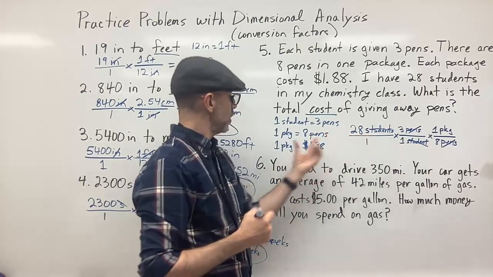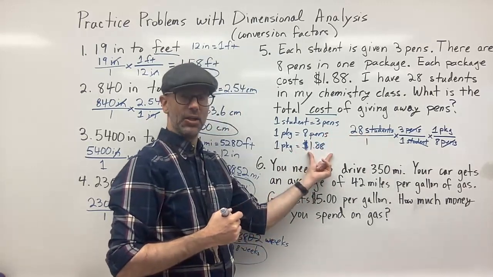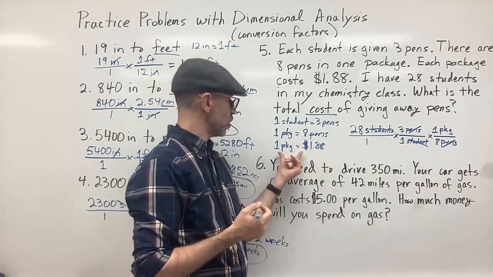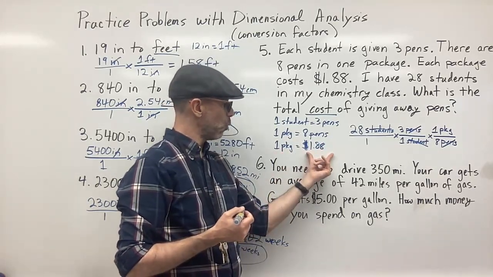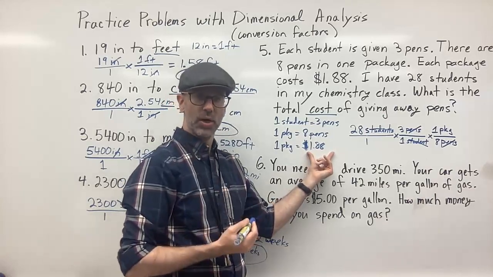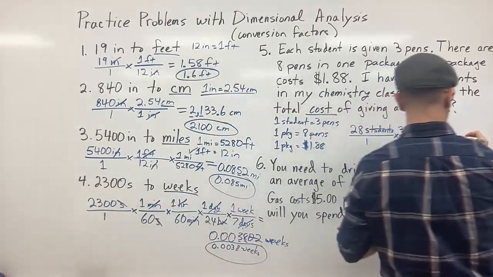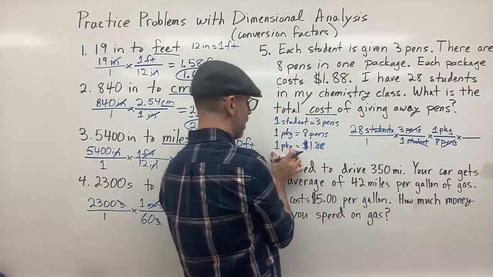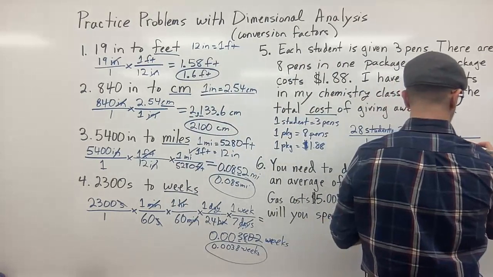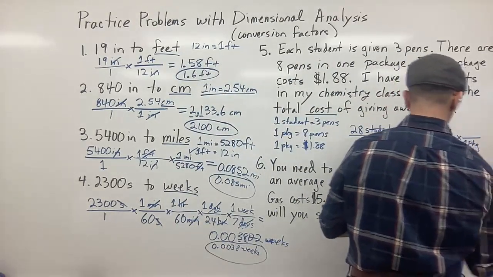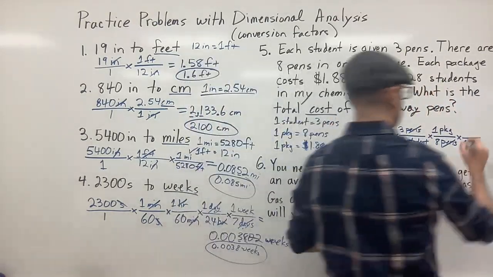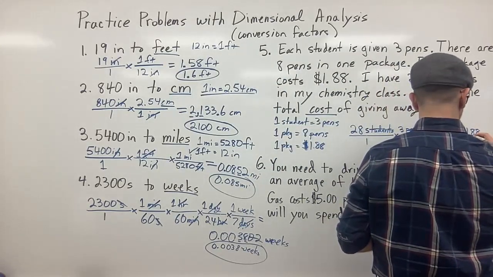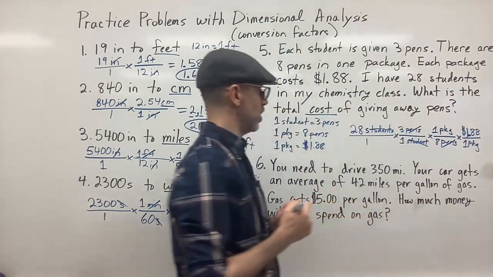So now I can convert packages to dollars or cost, and then I'll be done. So this is my last conversion. So 1 package is equal to $1.88. So I'm going to use that. So now I can put package on the bottom. So 1 package goes on the bottom, and then $1.88 goes on top.